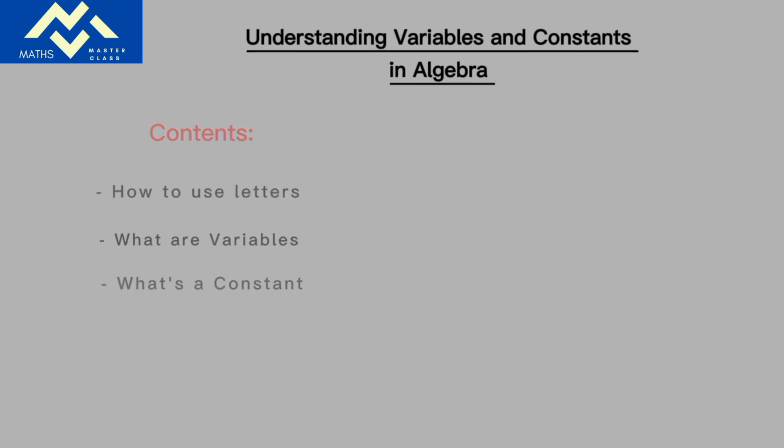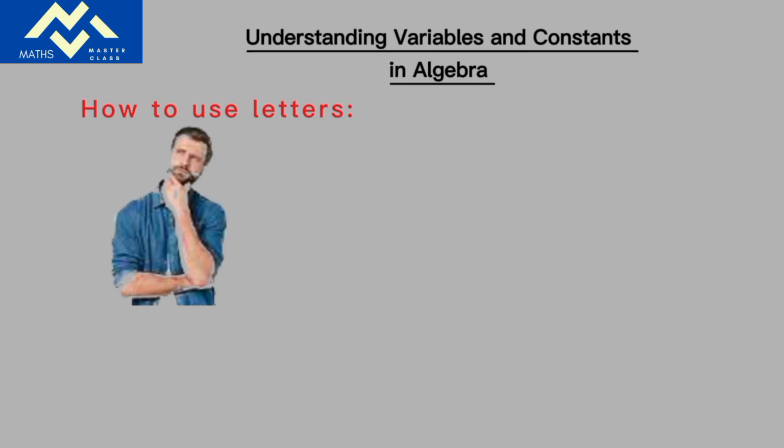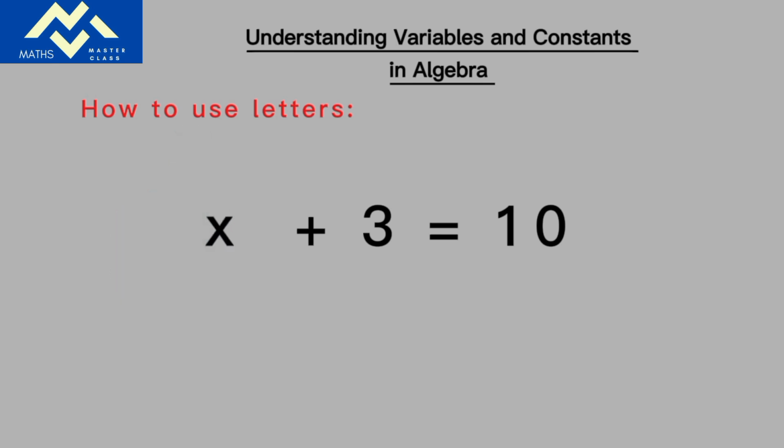Let's begin. Sometimes, in real life, we don't know the exact number we're working with. Imagine someone says, "I'm thinking of a number. If I add 3 to it, I get 10." We don't know the number, so we use a letter to stand in its place. That's where X comes in. We write, X plus 3 equals 10.